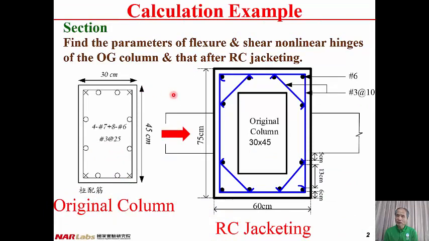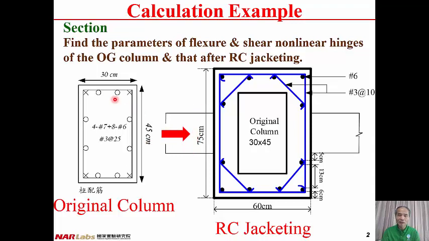This is the information of the original column. It's 30 centimeters in depth, 45 centimeters in width. And after reinforced concrete jacketing, the depth is increased from 30 centimeters to 60 centimeters, and the width of the column is increased from 45 centimeters to 75 centimeters.